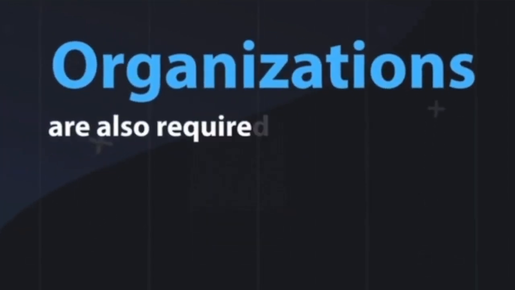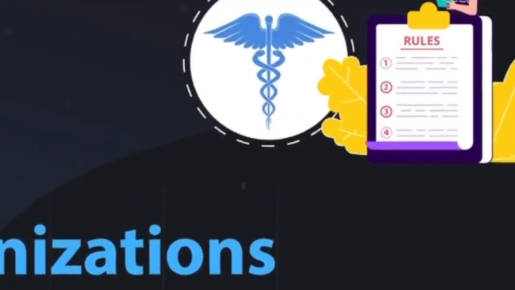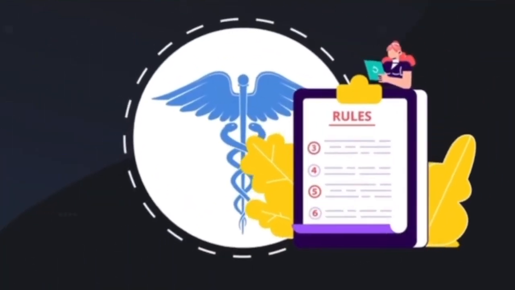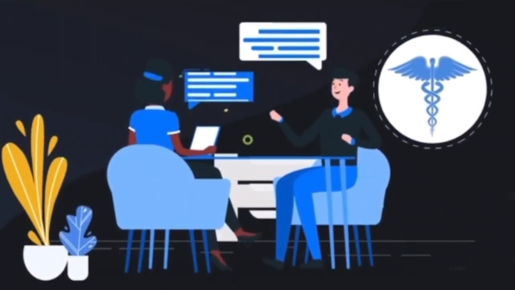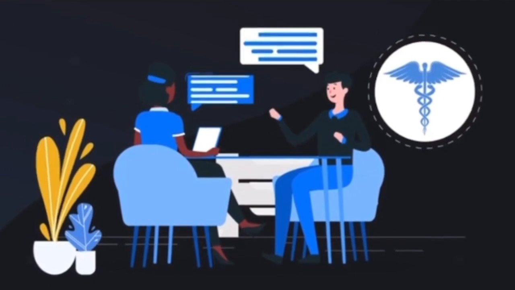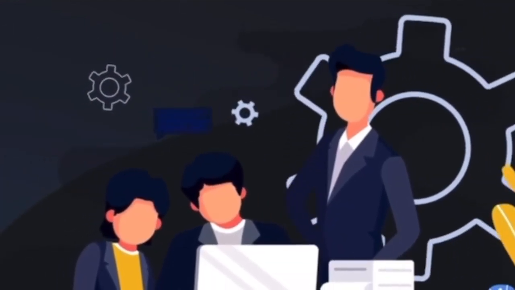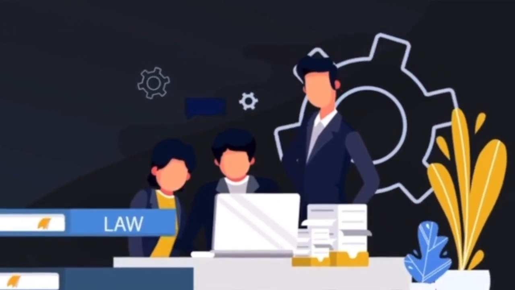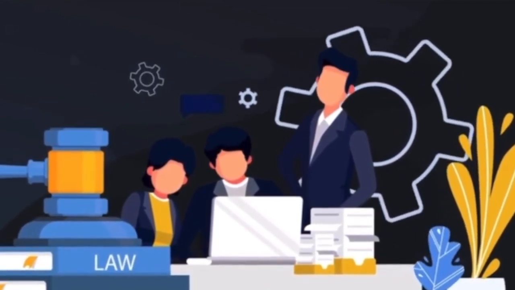Organizations are also required to comply with the administrative requirements of the privacy rule, including adopting policies and procedures that appropriately protect the privacy of PHI, appointment of a privacy officer who will oversee and be responsible for the organization's privacy policies and procedures, workforce training on HIPAA compliance, and business associate agreements with any entity that you're either sharing health information with or receiving health information from.